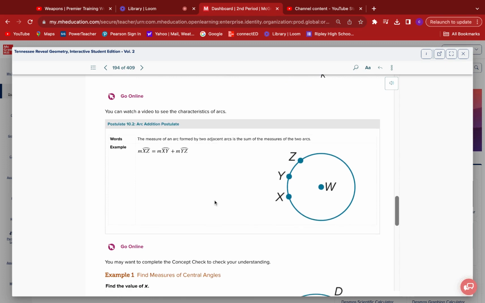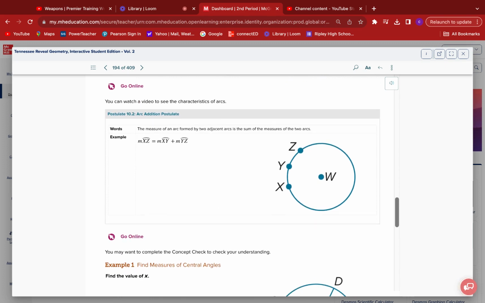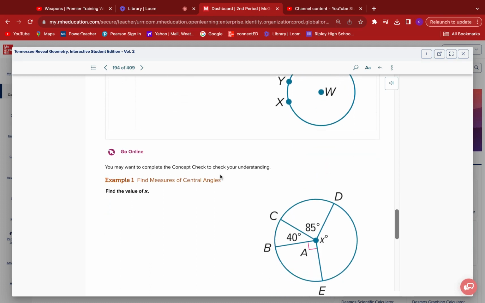All right, so let's see what's next. Arc addition postulate. They're saying that you can put two arcs together to make an arc. So if I'm looking at arc ZY and arc XY, then if I add those together, I get arc XZ. These two arcs independently can add up to arc XZ.